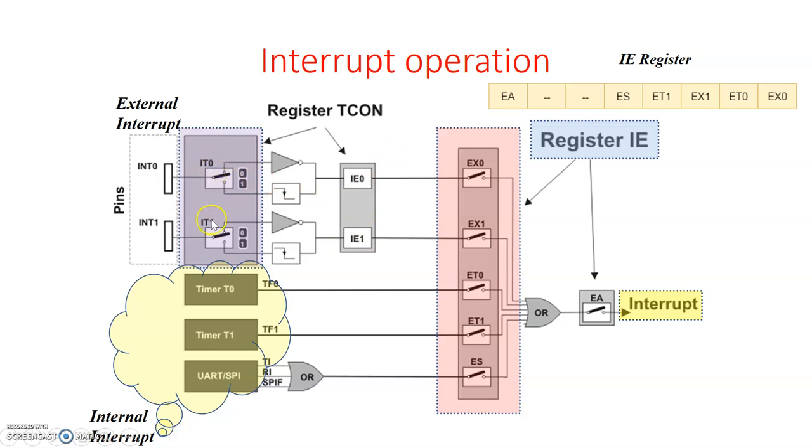Okay, then IT0 and IT1. It basically decides that if it is 0, then that would mean there is level triggering, and if it is set to 1, then that would mean a transition from high to low will result in an interrupt. So similar is the case for INT1. This diagram basically sums up the working of the various registers for carrying out interrupt operation in the 8051.